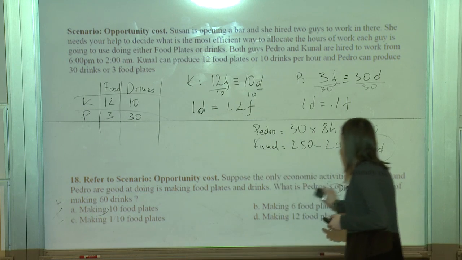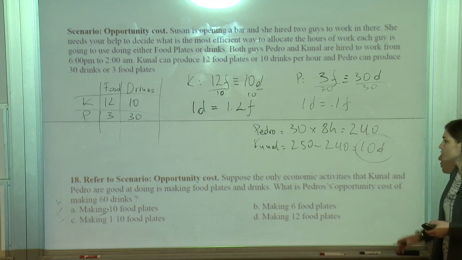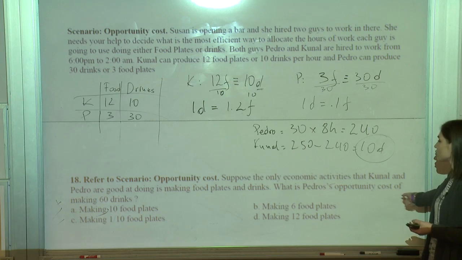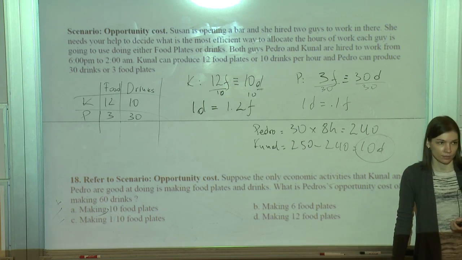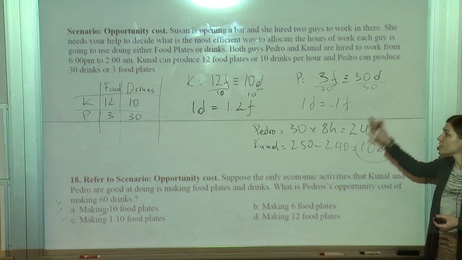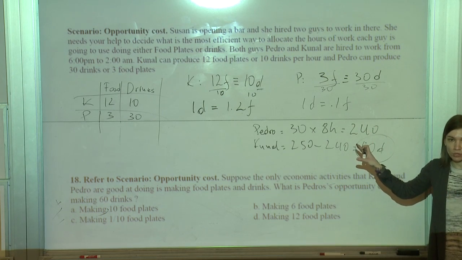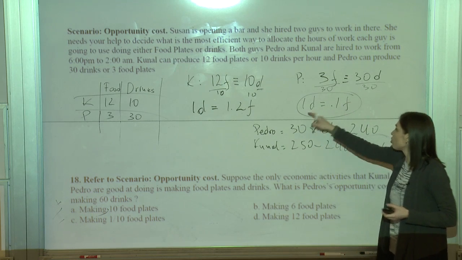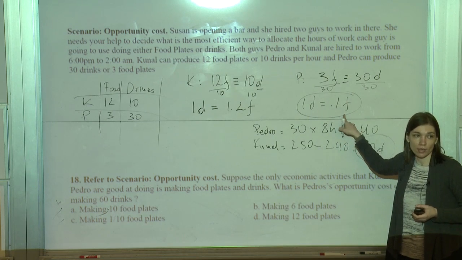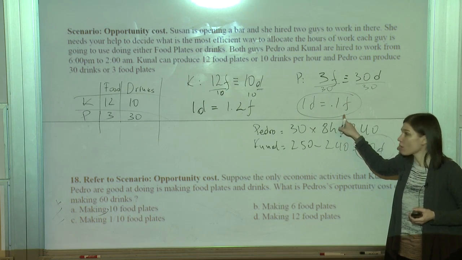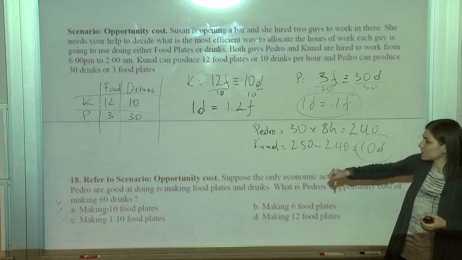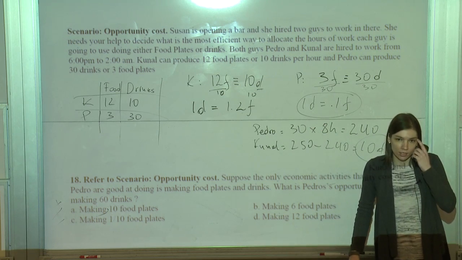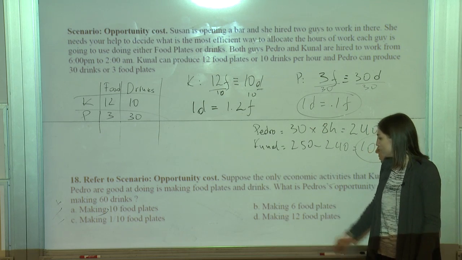Same scenario. Suppose the only economic activity that Kunal and Pedro are good at doing is making food plates and drinks. What is Pedro's opportunity cost of making 60 drinks? Now, since we already created the table and found the opportunity cost, it's actually pretty easy to answer that question. So for Pedro, we know that one drink costs him 0.1 food plates. So how many food plates would 60 drinks cost him? 6, right? Just multiply both sides by 60, and B.